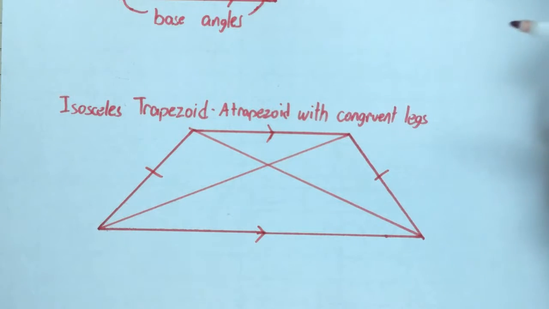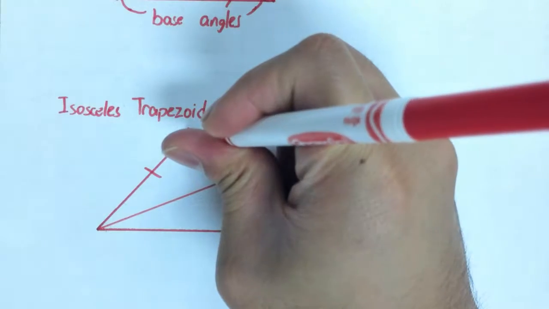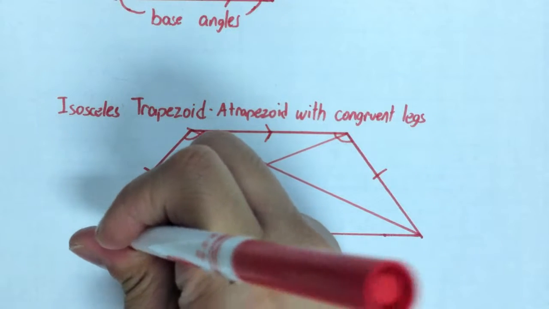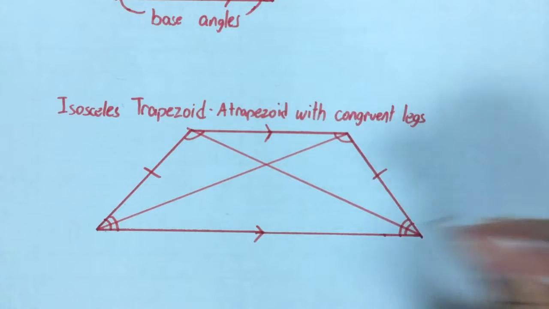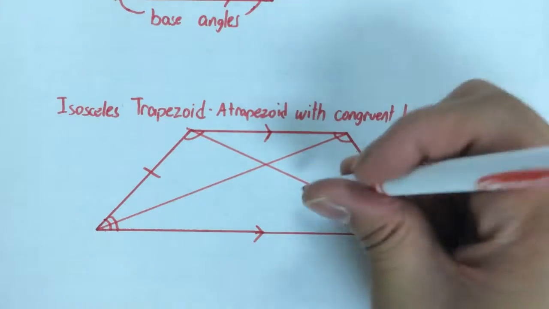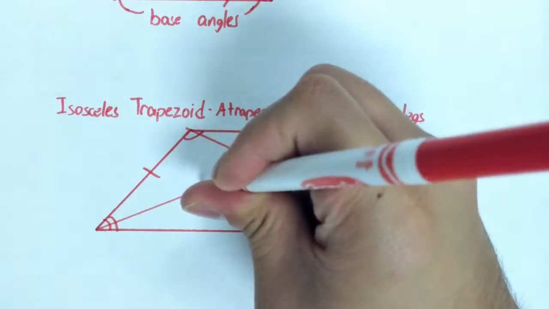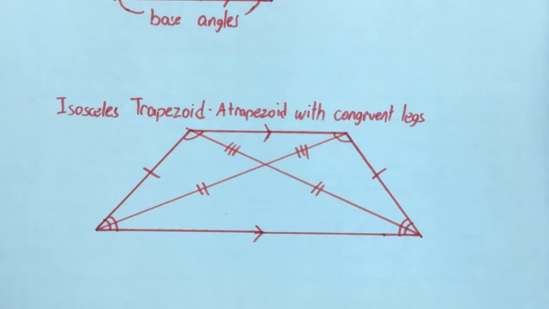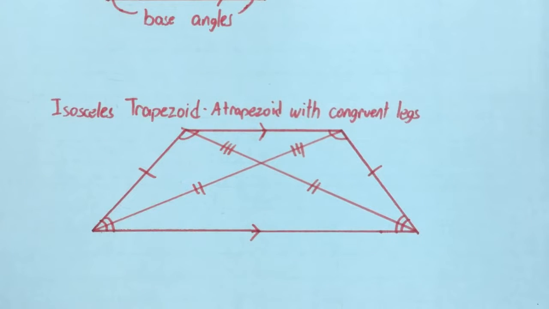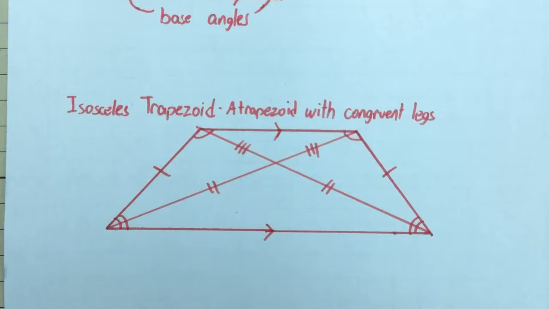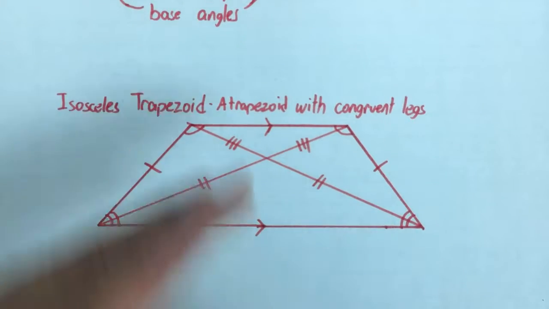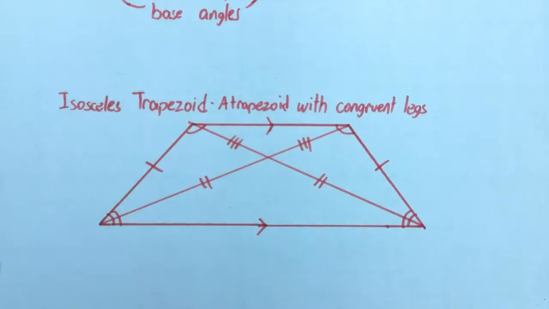Because it's an isosceles trapezoid, just like in an isosceles triangle, we have this angle congruent here, and this angle down here congruent over here. Then the diagonals are congruent. And here are your basic properties of an isosceles trapezoid: congruent legs, congruent base angles, congruent diagonals, and parallel bases.